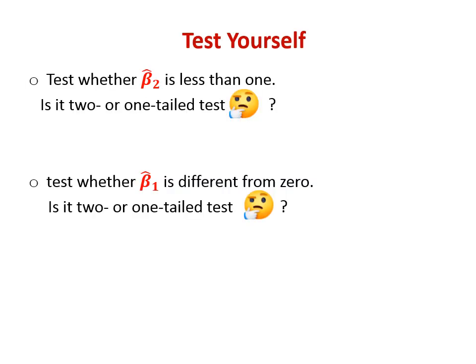Now, it's your turn to employ the 5-step hypothesis testing technique to test whether the slope coefficient is less than 1. Again, apply the same technique to test whether the intercept coefficient is different from 0.